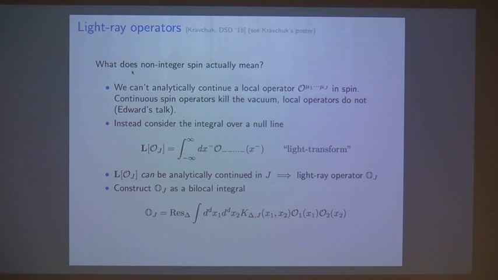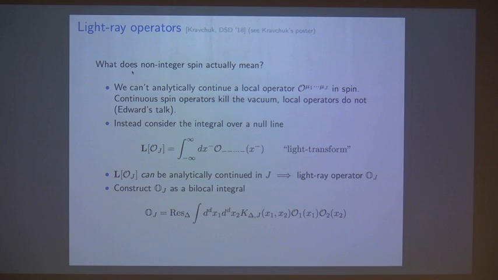Okay, so this all leads to the question, what on earth does non-integer spin actually mean? What is it supposed to mean? One confusing thing is the notion that the CFT data should be analytically continued in spin, but it's not clear how to continue a local operator in spin. In fact, there's a big problem with trying to continue a local operator in spin, which is that one can easily prove that continuous spin operators must kill the vacuum. The reason is that the possible states in a CFT with positive energy have been classified by Mack, and they all have integer spin. Familiar integer spin. So a continuous spin operator, if it didn't kill the vacuum, would create a continuous spin state, and that would clash with positive energy. So they have to kill the vacuum.